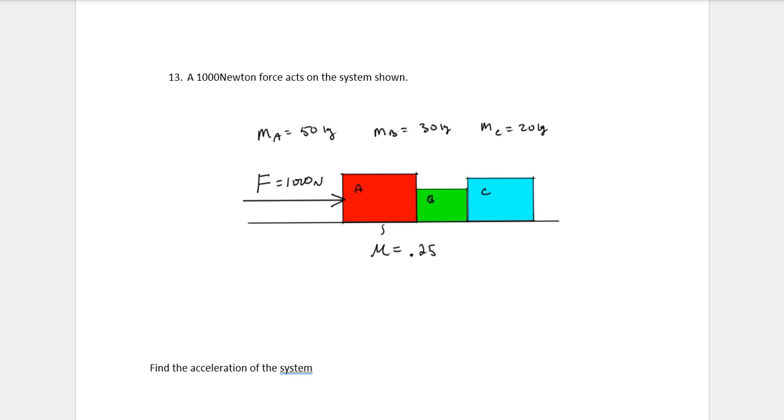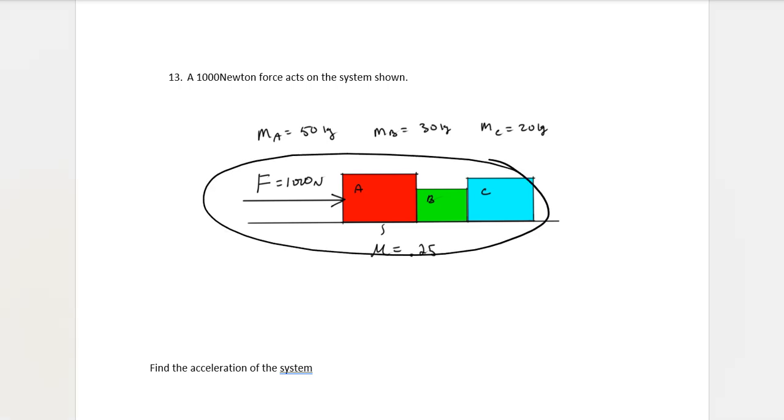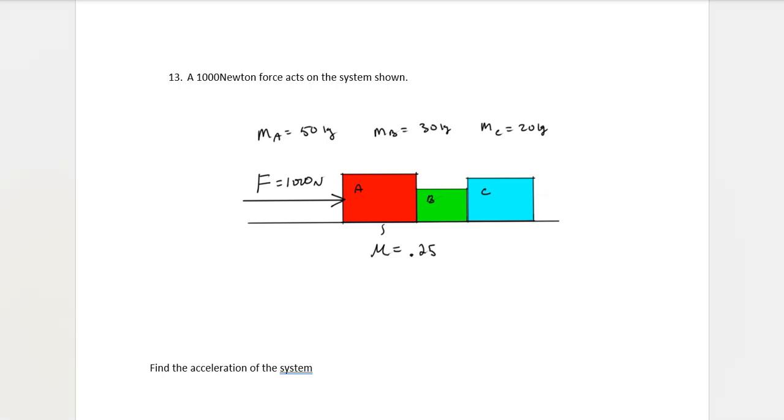Alright, so the first question says, given this system here, we have to find the acceleration of it. So what you want to do is draw a free body of the entire system. Just pretend like this is one object here, and then that object's mass would be the sum of these three. Looks like 100 kilograms.